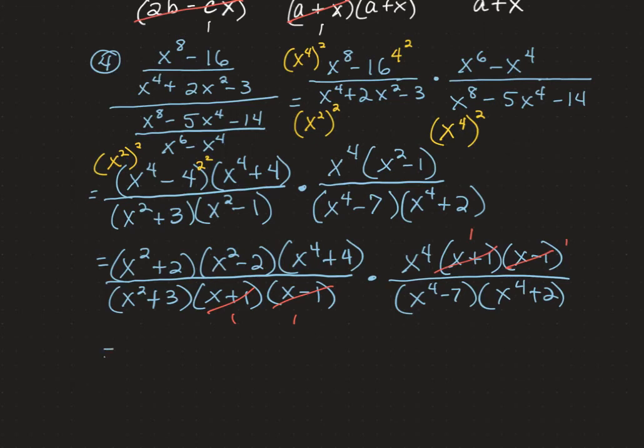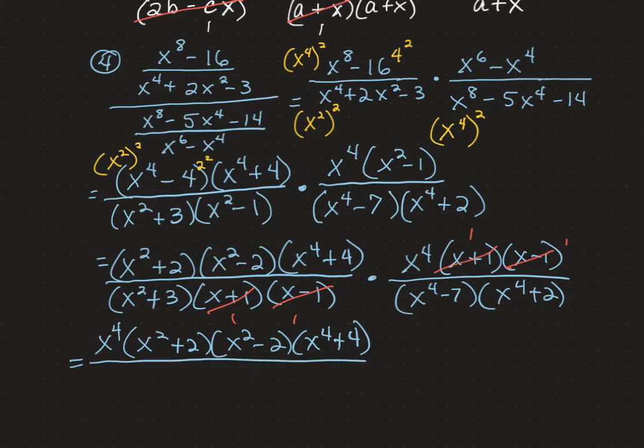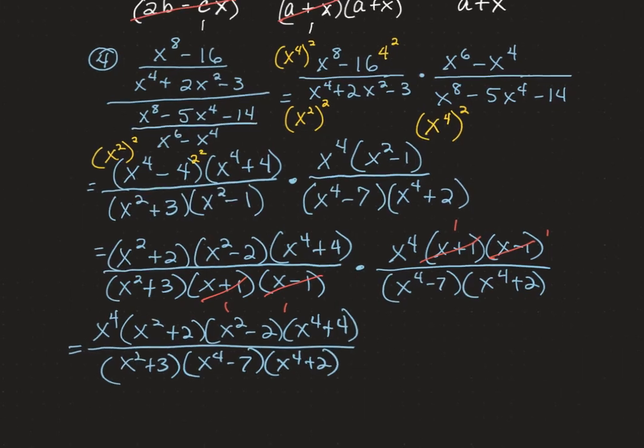So our answer is x squared plus 2 times x squared minus 2 times x to the fourth plus 4. It's a long answer. And then that is all multiplied by x to the fourth. So let's put that out in front. X to the fourth divided by x squared plus 3 times x to the fourth minus 7 times x to the fourth plus 2. That's a very complicated problem and a very complicated answer, which means it's quite likely we could have made a mistake. So let's check our work.